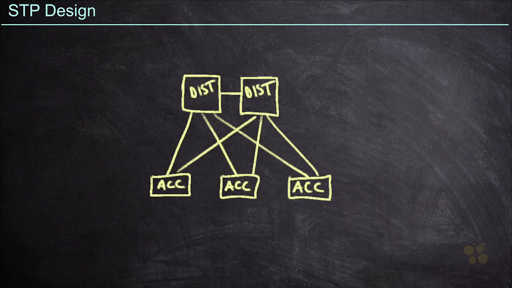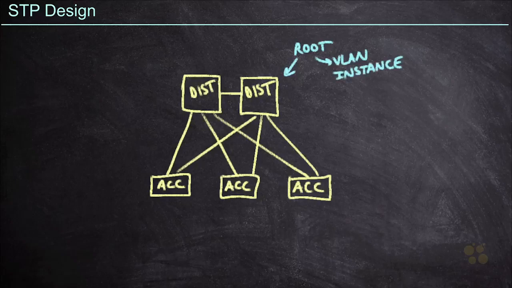Let's take a look. In most campus networks, we will have an architecture that resembles what we have here on screen, with a pair of distribution switches connecting to some number of access layer switches. In these cases, we're going to want to assign the root switch to one of the distribution switches. And keep in mind that this root is configured on a per VLAN basis if we're running per VLAN spanning tree, or a per instance basis if we're running MST.